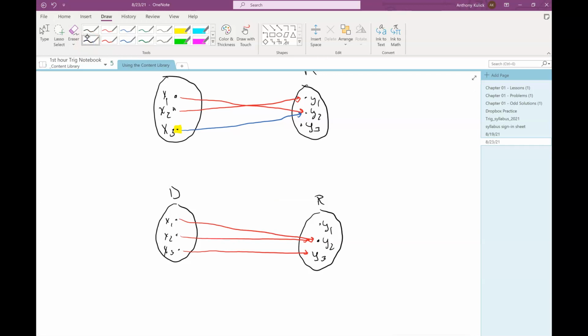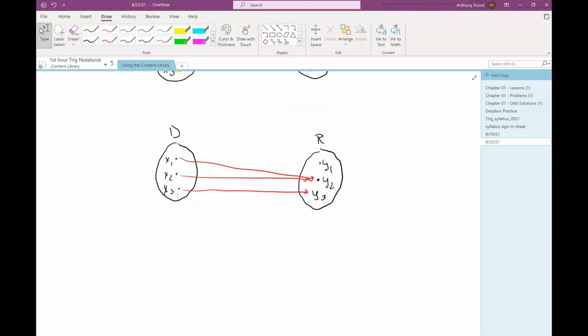Another way that we can represent a function is with a graph.